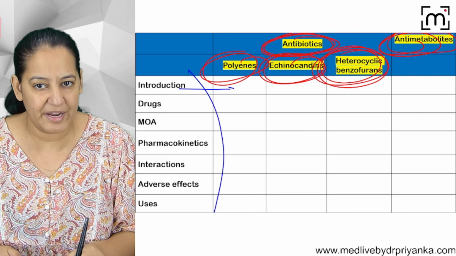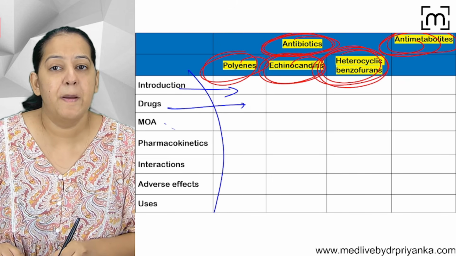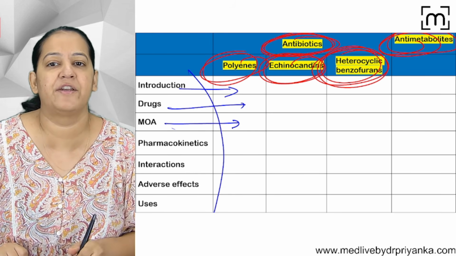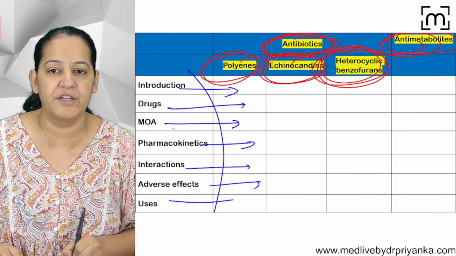First of all, I will let you know the introduction of each of them. Enumerate the drugs in each category. Mechanism of action. You already know the broad mechanism of action. The exact step I will let you know. Pharmacokinetics, interaction wherever required, adverse effect, and uses.